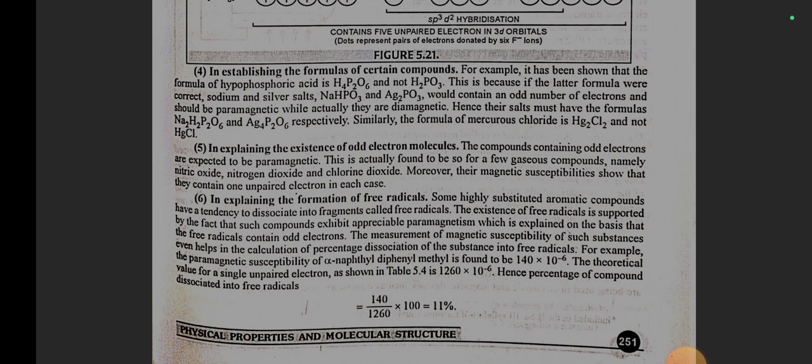Number 5. In explaining the existence of odd electron molecules. The compounds containing odd electrons are expected to be paramagnetic. This is actually found to be so for a few gaseous compounds, namely nitric oxide, nitrogen dioxide and chlorine dioxide. Moreover, their magnetic susceptibilities show that they contain one unpaired electron in each case.